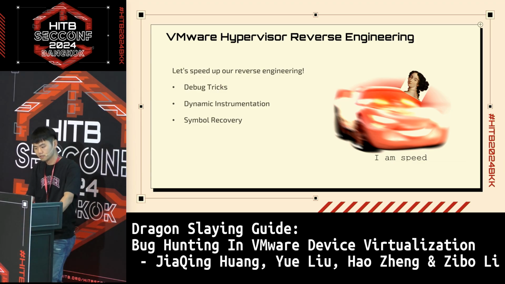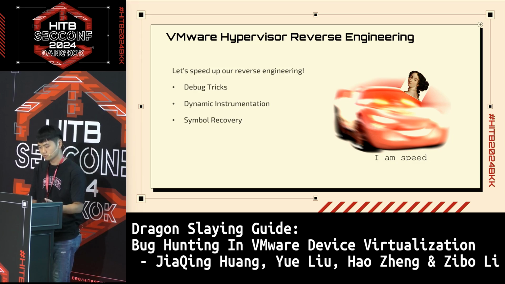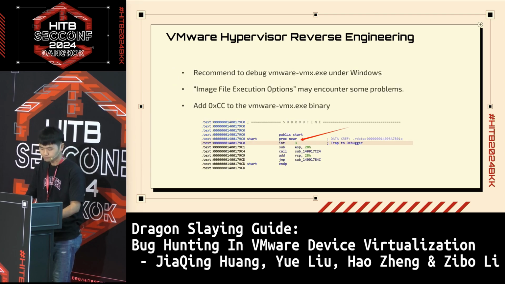Okay, let's go. To reverse such a complex system, you can't just rely on IDA Pro. For the VMware Hypervisor, we have some recommendations to speed up the reverse procedure. They mainly contain three parts: debug tricks, dynamic instrumentation tools, and symbol recovery strategies.